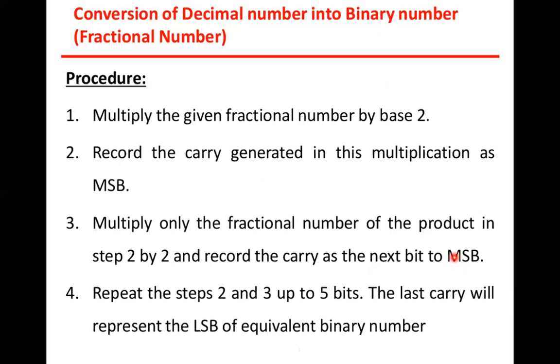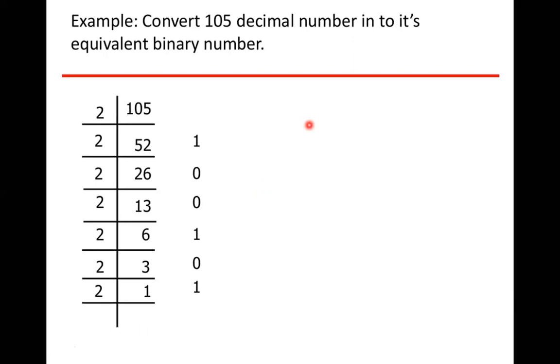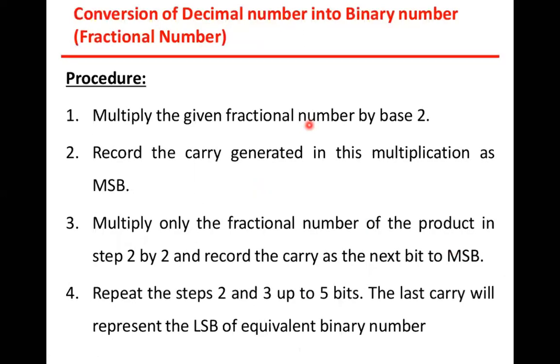Now if you want the conversion of a decimal number into a binary number, but we have a fractional number. That was a whole number and this is a fractional number. Then what we have to do? Multiply the given fractional number by base 2. Earlier we divided by 2. Here we are multiplying the given fractional number by the base 2. Record the carry generated in this multiplication as the most significant bit.